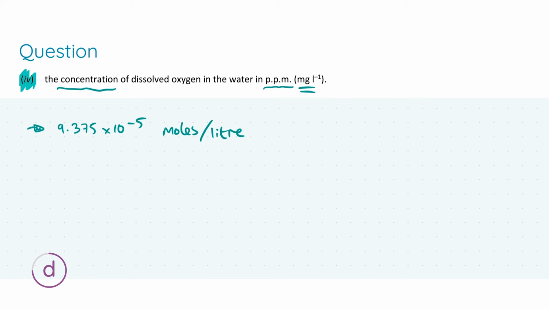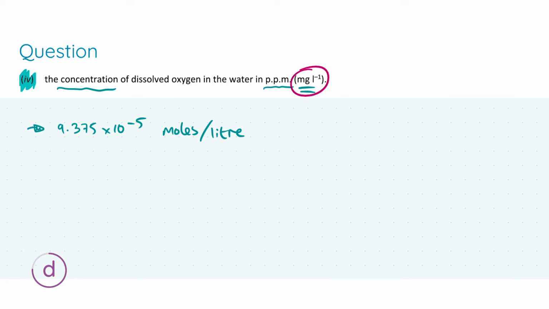The way to do this is actually fairly simple, but the first thing we have to note here is that I'm going to be using this other definition for parts per million, which is milligrams per litre. What we have here is moles per litre, which means that if we want to transfer this into milligrams per litre, we have to change that moles into milligrams, because if you note, they're both in terms of litres, so we don't have to worry about that too much. We just need to convert moles to milligrams.